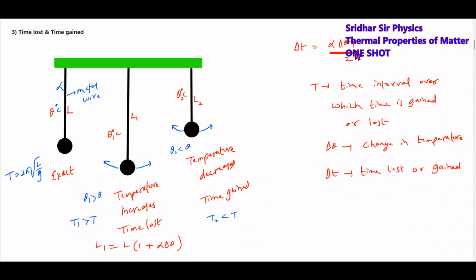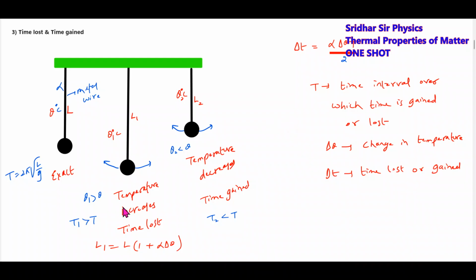This can be in 1 day. In 1 day, how much time is lost? For that 1 day you have to substitute the capital T. Or in 1 hour, how much time is lost? That you have to substitute here. Alpha, change in temperature, there's a 2, the integer 2. So for the time interval, how many seconds are lost or gained? That formula you have to remember.